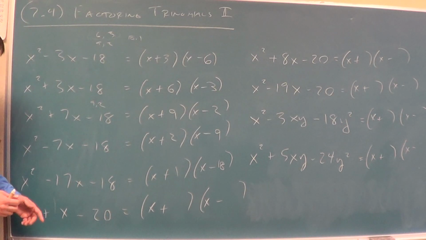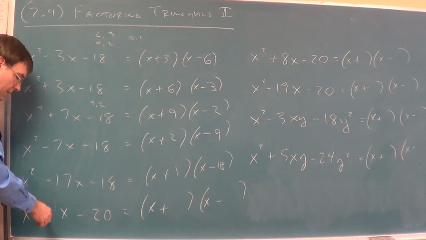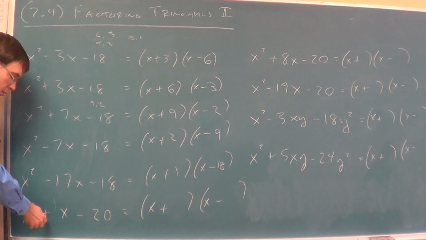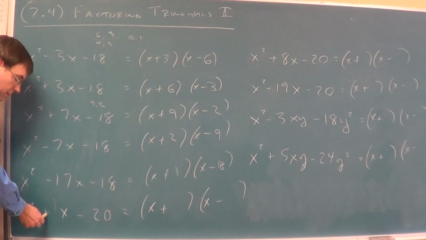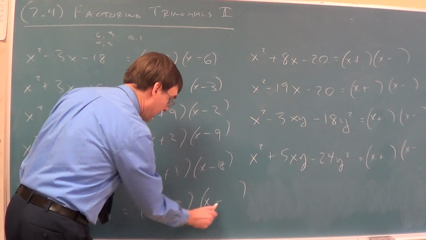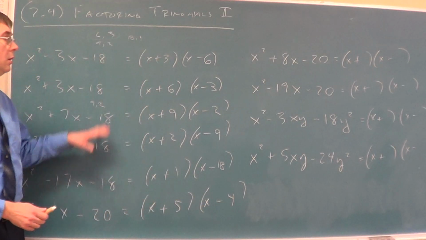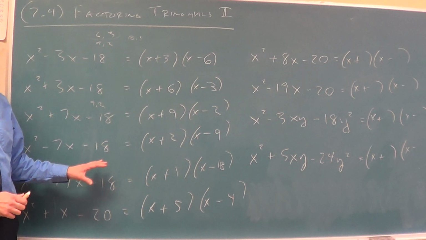5 and 4. 5 and 4 will do it. And then how do we know who's where? The 5 is positive. This is a plus, so the plus is going to take the 5, that's going to take a 4. Question about that column of life?